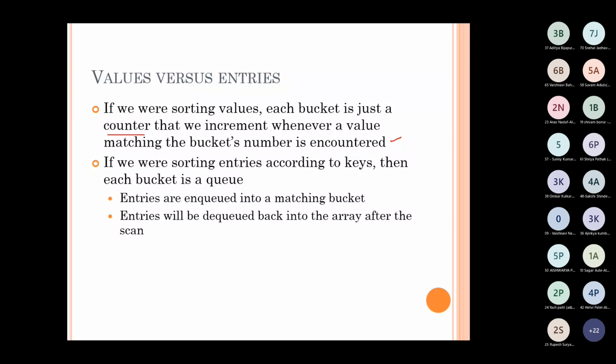So what does each bucket contain? The number of occurrences of that element, that is, how many times that number occurs inside the input array. And if we were sorting the entries according to the keys, then each bucket is a unique queue, entries are queued into the matching bucket, and entries will be dequeued back into the array after the scan.